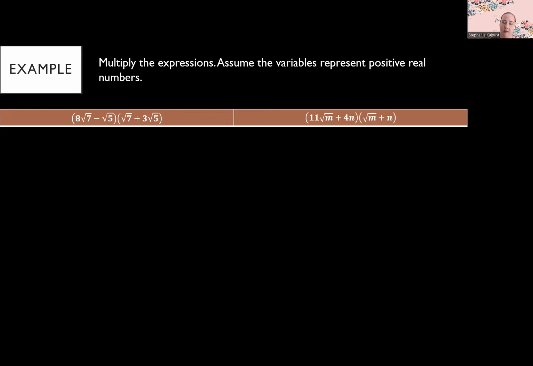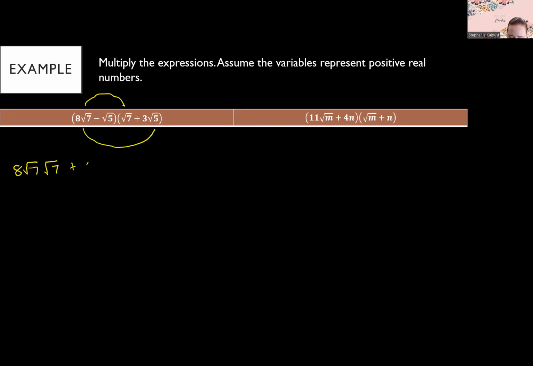So I've got 8 times the square root of 7 minus the square root of 5, and I'm multiplying that by the square root of 7 plus 3 square root of 5. So we're going to do FOIL. First, outside, inside, last. So first is 8 times the square root of 7 times the square root of 7.